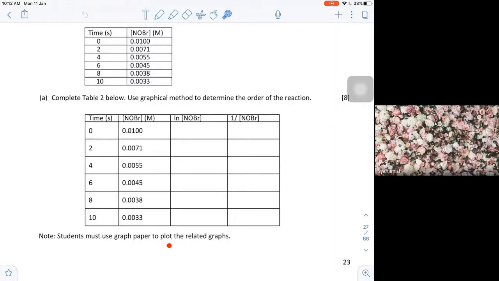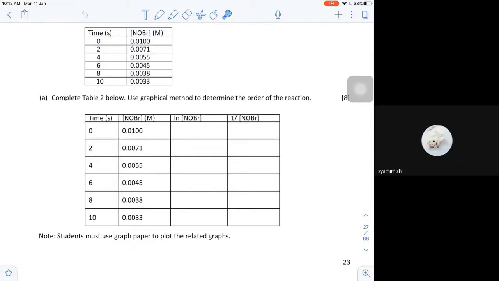Okay, and then after you got all this data, then you need to use the graph paper to plot the three graphs. Okay, graph of concentration versus time, ln versus time, and 1 over concentration versus time. The same as what we have in the example just now. Okay, you need to plot 3 graphs. Then we check which one will come out with the linear graph.